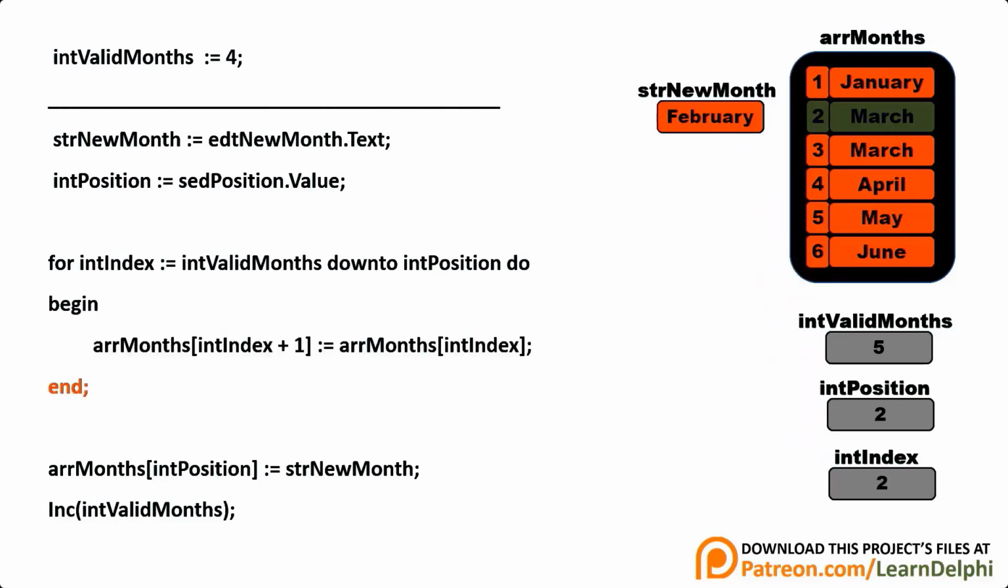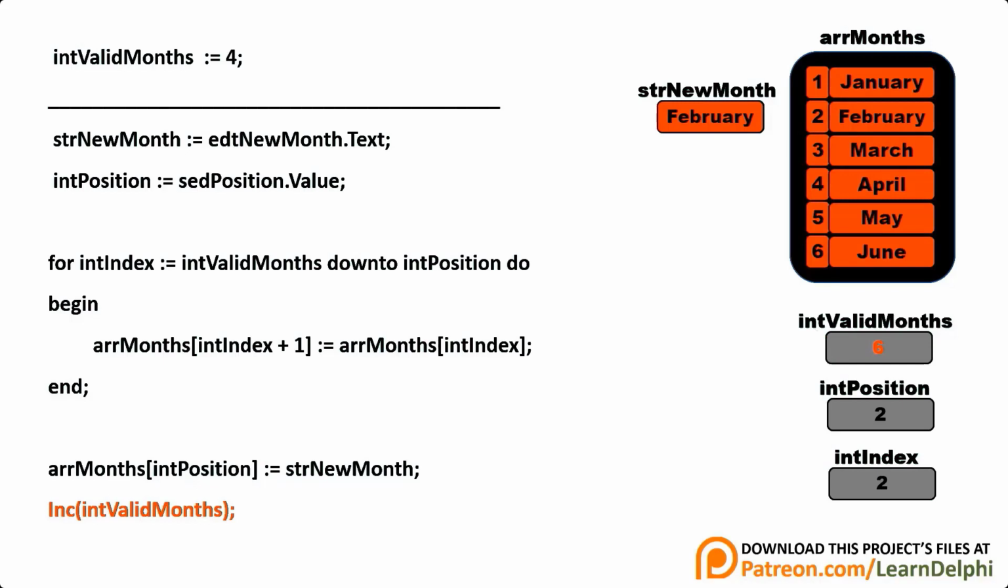Now the second index, where the insert must take place, contains a copy of March, so you can overwrite it with the new value by assigning the name in the string variable, which is February, to index 2 of the array. Finally, we increment the count for the valid month names to 6.